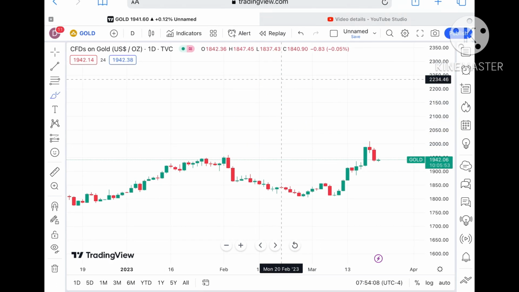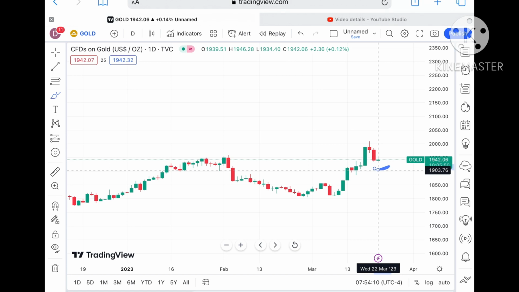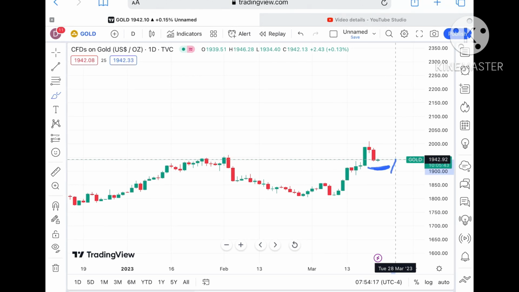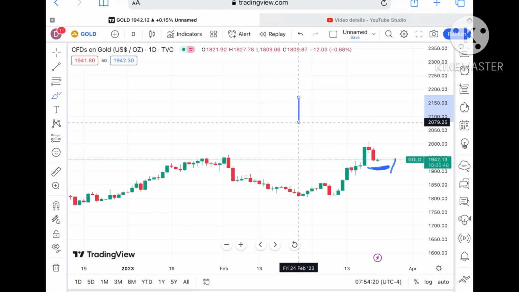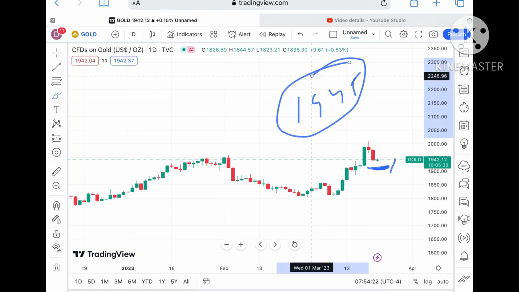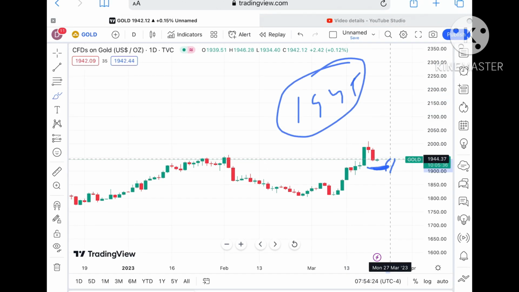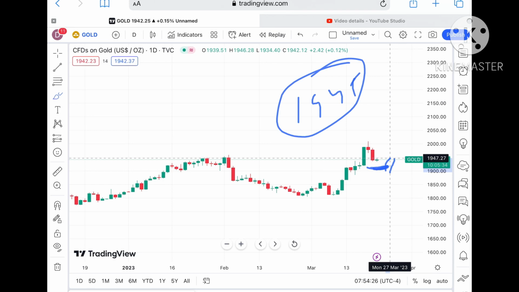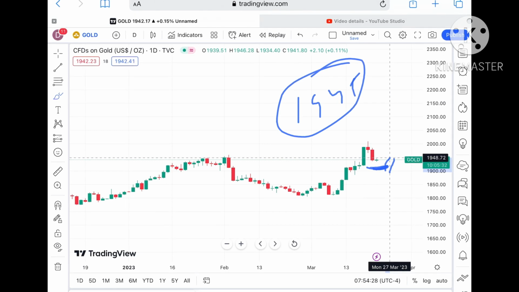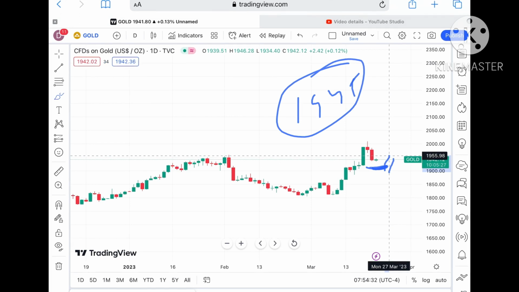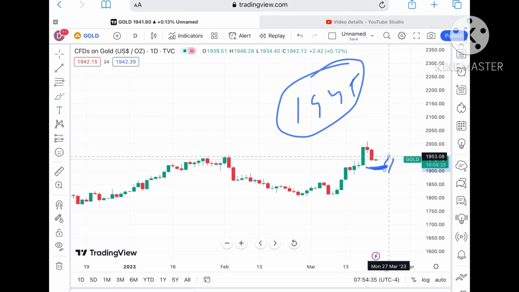Now suppose the price sustains or forms a swing at a particular level, then it can move further upside, and a probability of touching 1945 is there. This is a level which is already a weak resistance, so chances are high it can touch a level of 1945 to $1948.72, and from there we can see it touch a level of $1953.